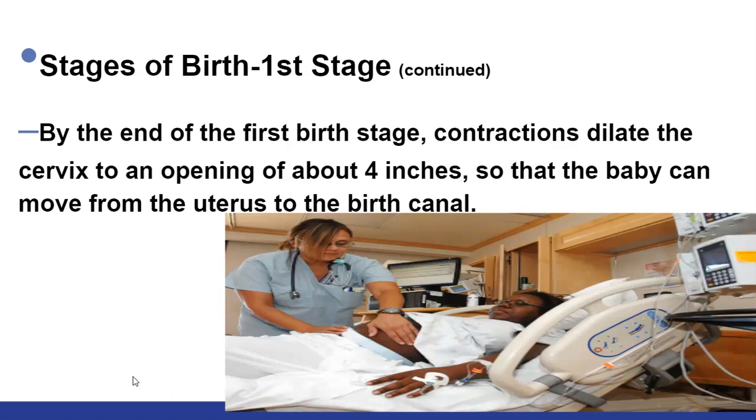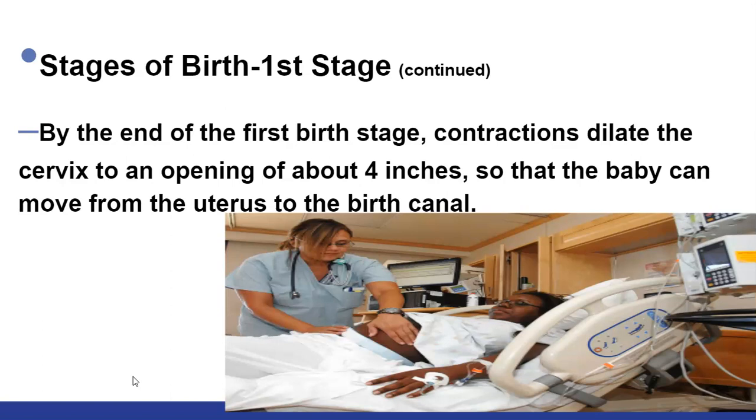When we get to the end of the first birth stage, the woman still has contractions, but the contractions allow for the cervix to now be open at about 4 inches. So we talked about how the cervix is closed originally, but now the cervix is starting to open, and by the end of the first stage, the cervix has to open to about 4 inches.